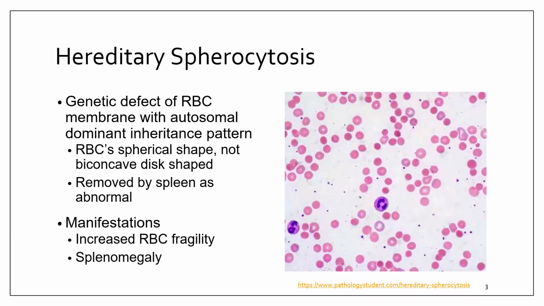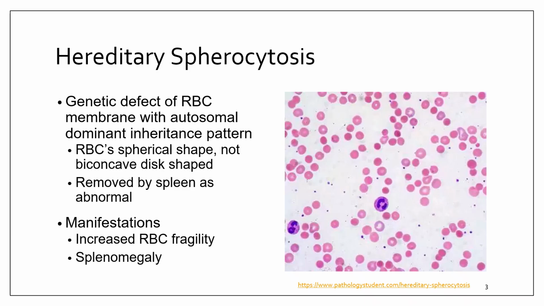On a peripheral blood smear, spherocytes appear as smaller red cells, dense staining, and with no central pallor. So remember, normal red blood cells equal donut shaped, a spherocyte equals meatball. No hole, no pale center. That loss of central pallor is one of your biggest microscopic clues.